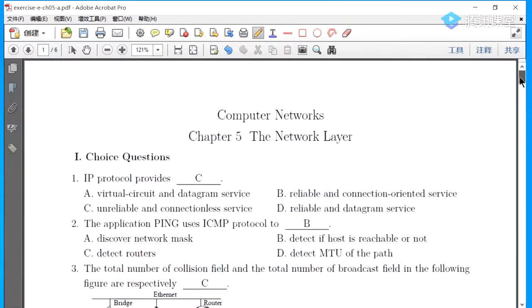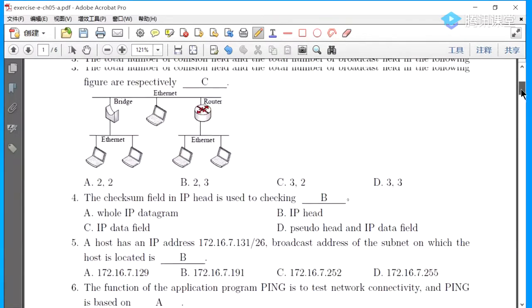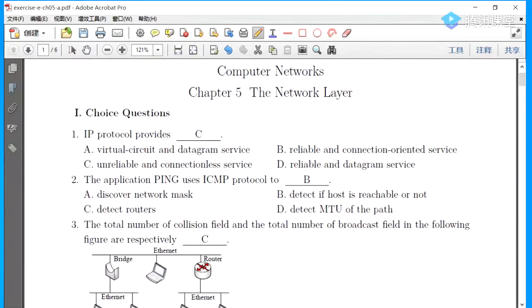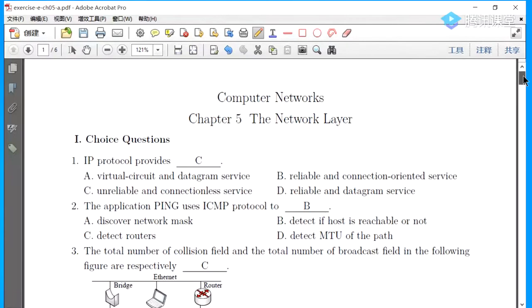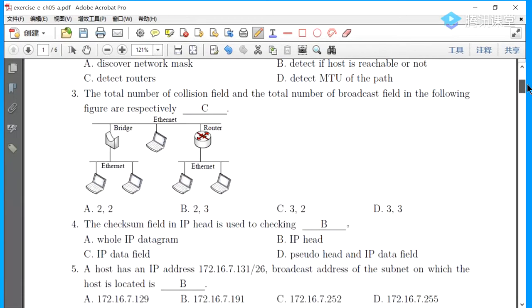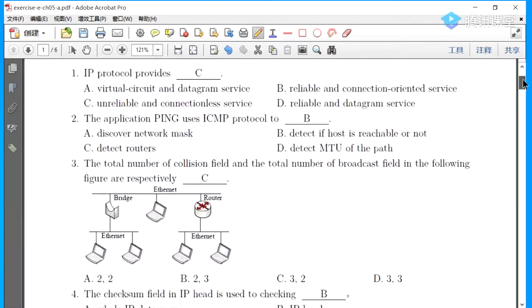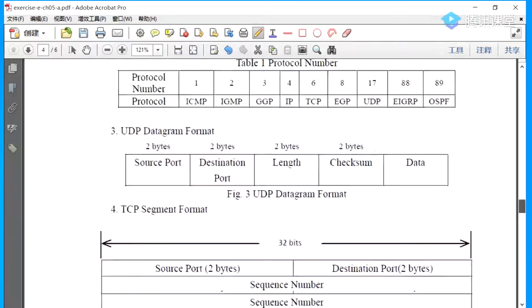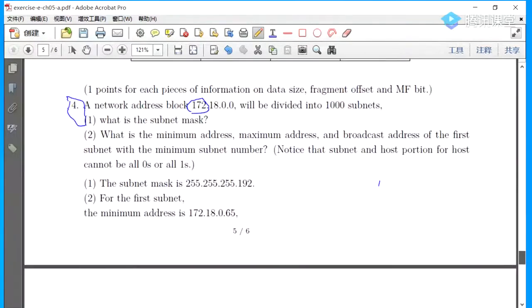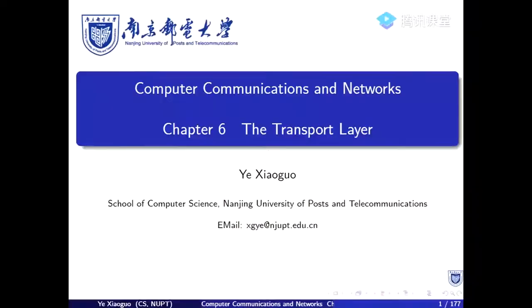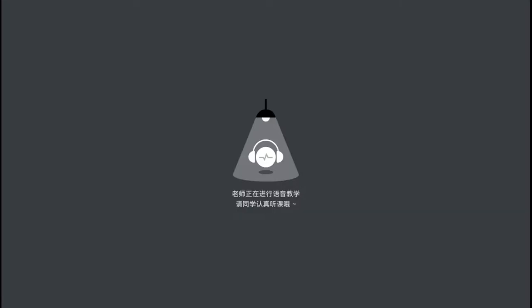Okay, we review this because the network layer is very important. It is very important in the whole textbook, and it is the kernel of the whole network architecture. Some questions, I have listed many questions. Okay, next I will turn to the next chapter.